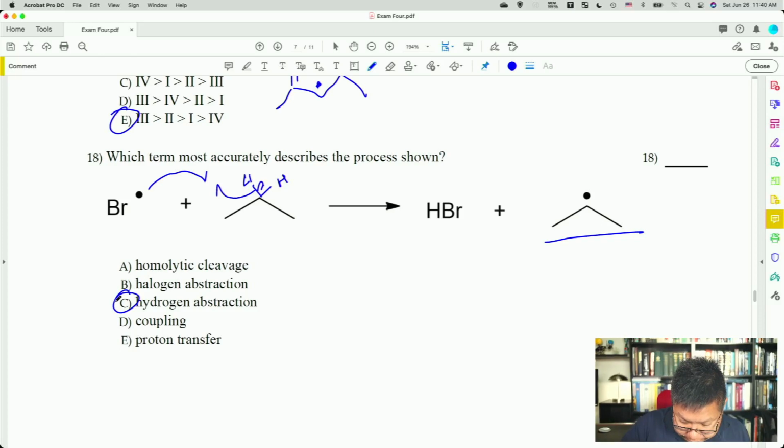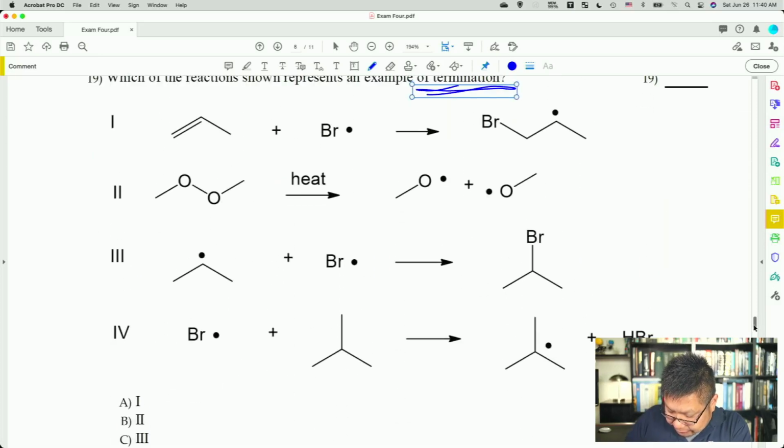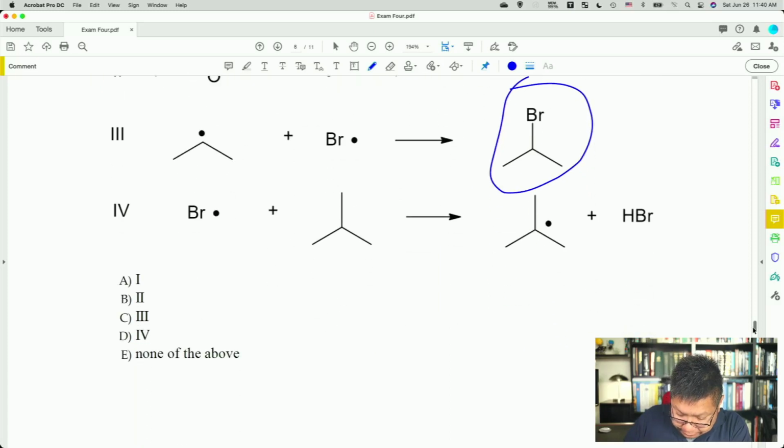Next, which of the following represents an example of termination? Well, that's pretty simple, because termination means you don't have any more radicals left. The only one that has no radicals left is this bromine compound right here, 2-bromopropane. So that's structure or reaction 3. So that's C. Okay.